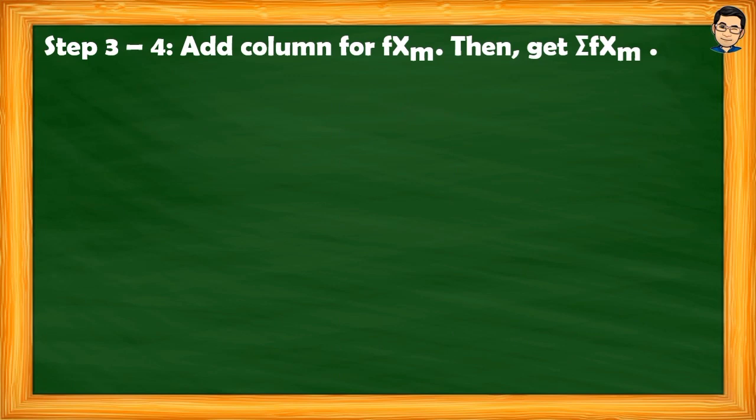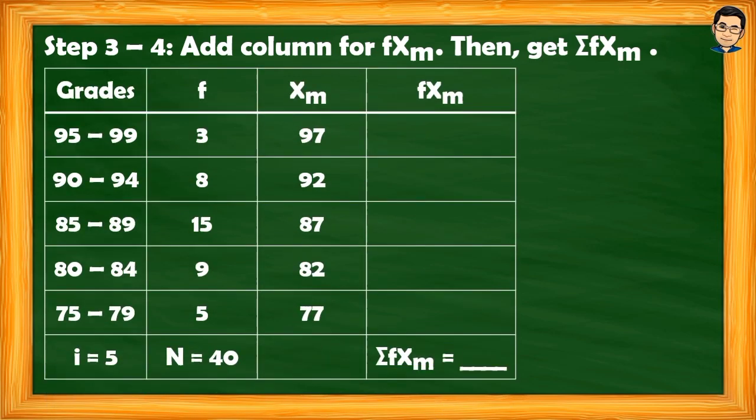Step 3 to 4, so add column for the product of the frequency and the midpoint, then get the summation. Okay, so yan. Step 3 and 4, pinagsama na natin. So, next, yung frequency, multiply natin sa class mark or yung midpoint. So, 3 times 97, that is 291.